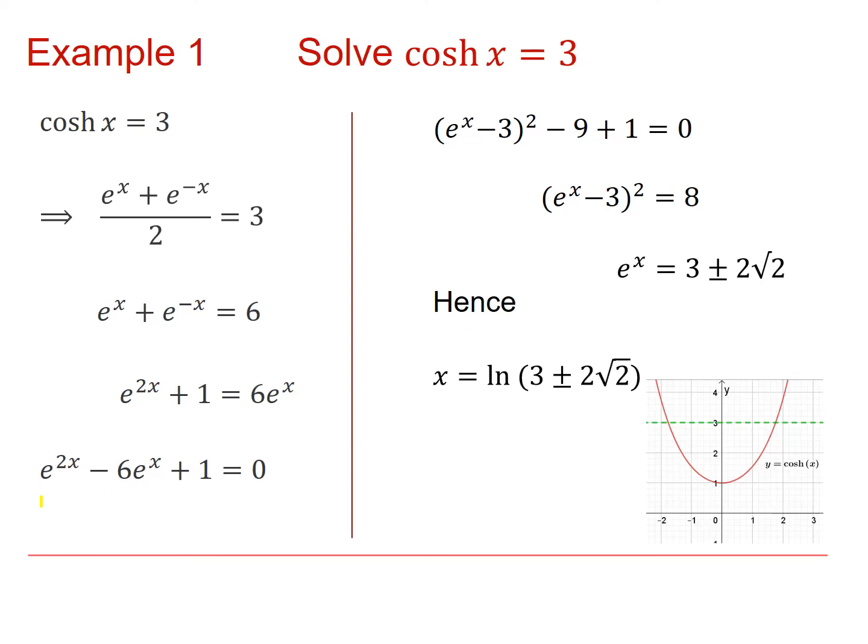That's the algebra worked through a bit more tidily for you. There's my quadratic in e to the x. There's my solutions for e to the x. And there's my solutions for x. If you look at the graph, you can see the red line is cosh x, the green line is y equals 3. And I've got two values for the intersection.